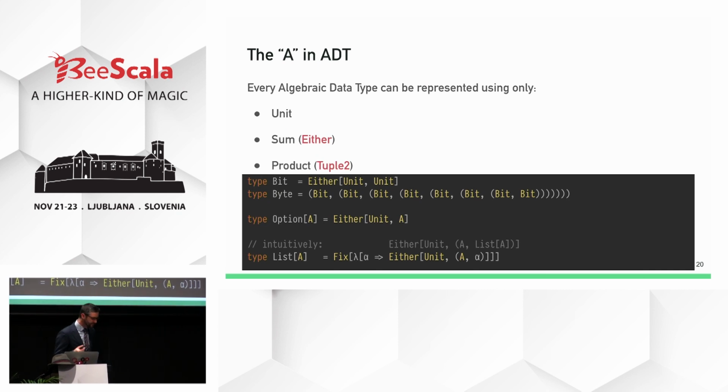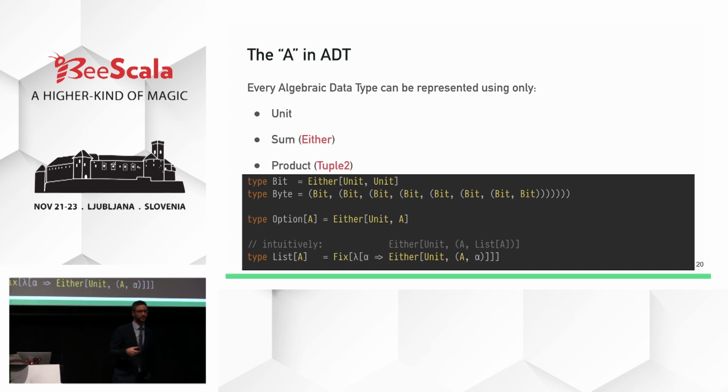So Schema Set builds upon the idea of algebraic data types, and especially on the A of ADT, the algebraic word. It turns out that all the algebraic data types we know and love can in fact be expressed using only 3 components. The unit type, which is Unit, it has only 1 value. The binary sum, we can use Either for that. And the binary product, we can use the Tuple2.